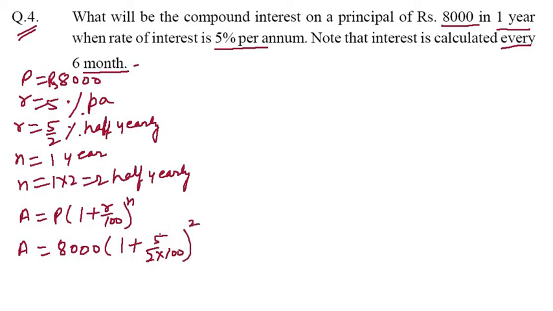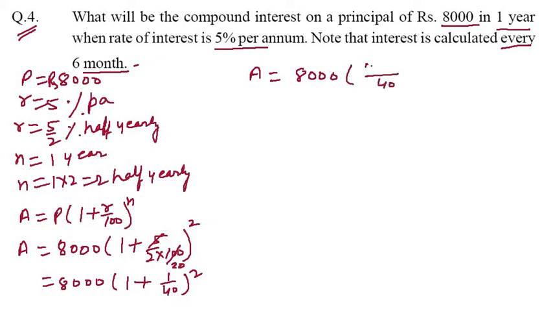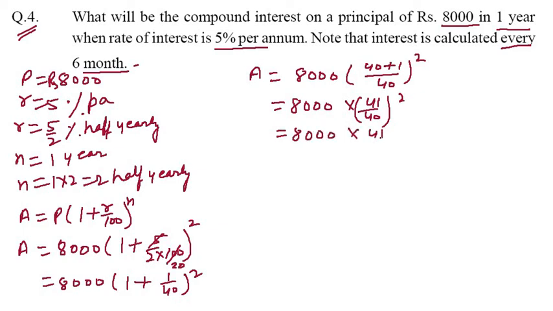and here is 100, and the whole power is 2. So 5 ones are 5 and 5 twos are 10, and 10. So it will be 8,000 and here 1 plus 1 upon 40, and the whole power is 2. Now taking their LCM, the amount will be equal to 8,000 and the LCM is 40, so you have to write 40 plus 1, and the whole power is 2. So that will be 8,000 into 41 upon 40 whole square. So you have to write 8,000 upon 40 into 41 upon 40.